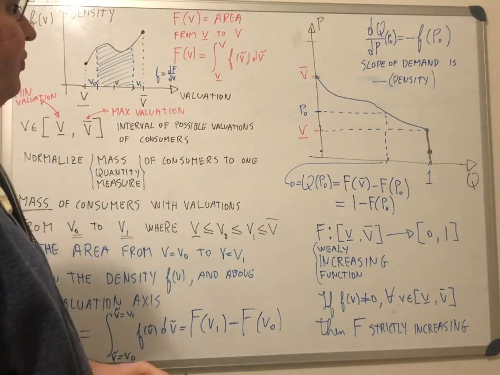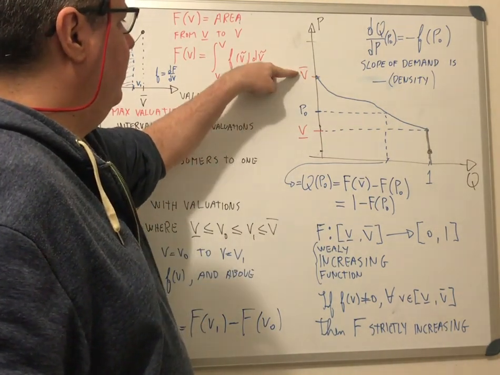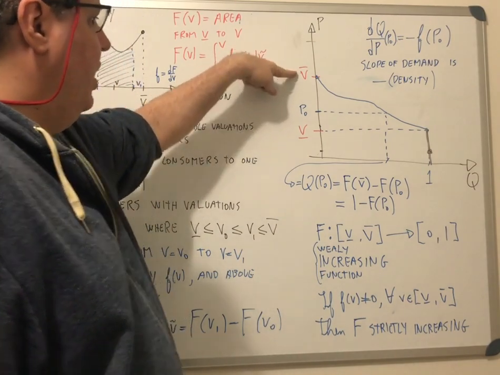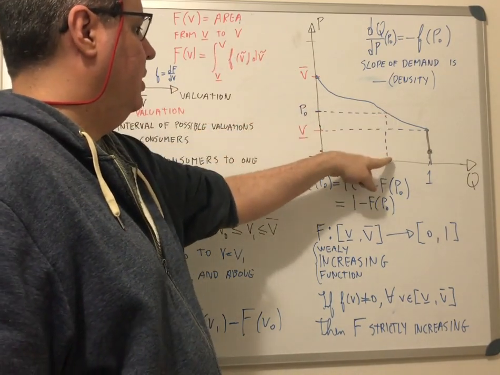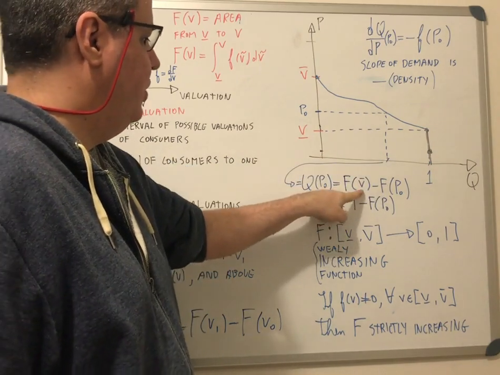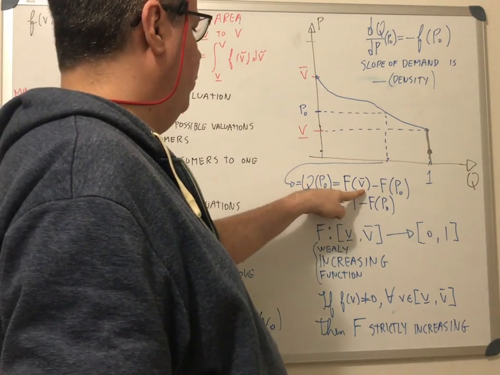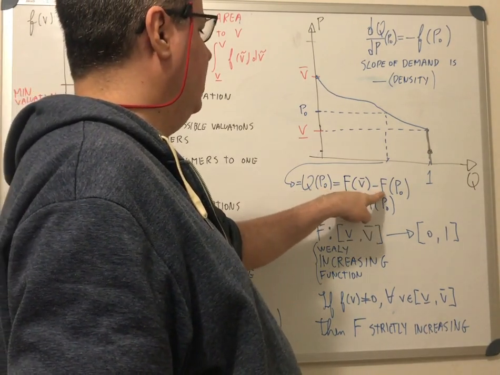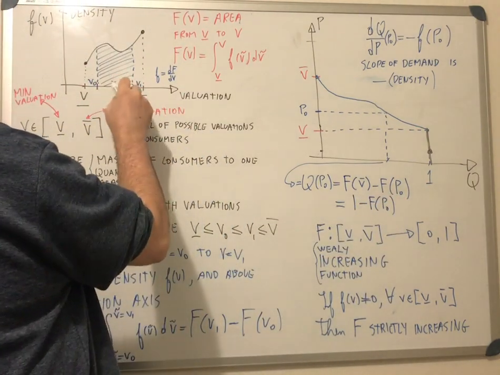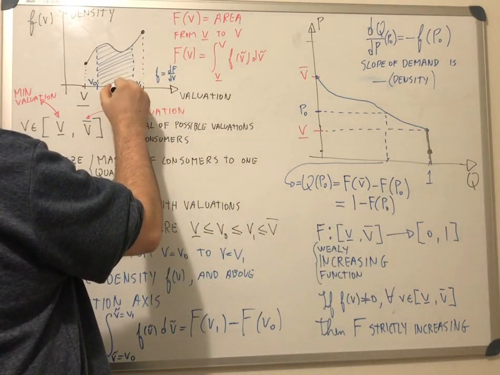Okay? And for intermediate prices P0 above V lower bar and below V upper bar, the demand is this much here: the cumulative distribution up to V upper bar minus the cumulative distribution up to this level, P0. So imagine a P0 here in the middle.